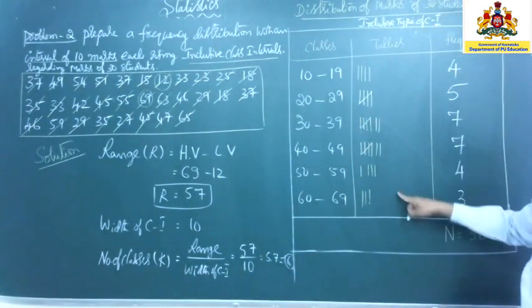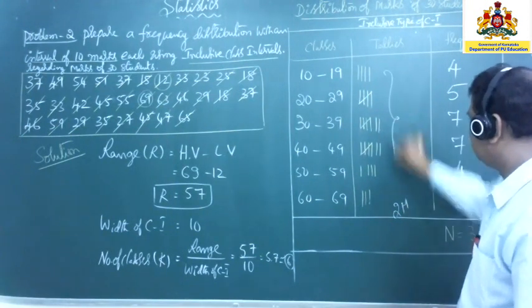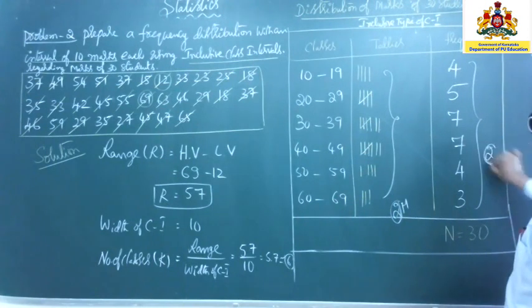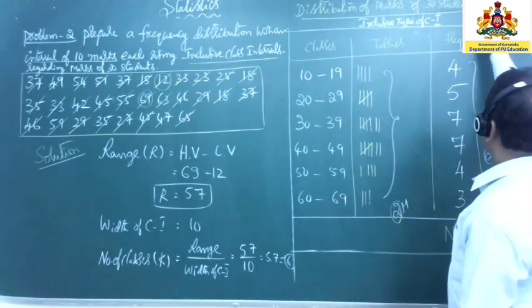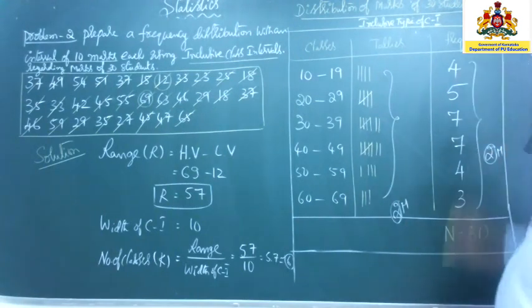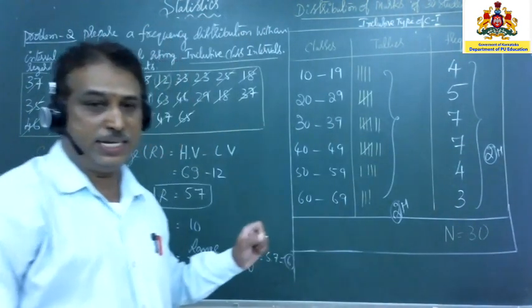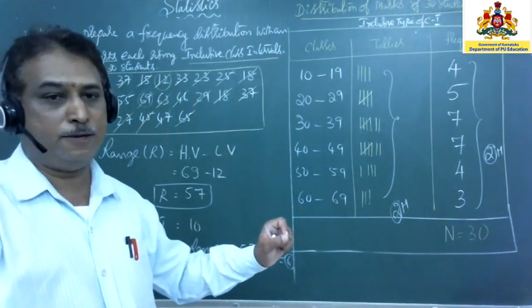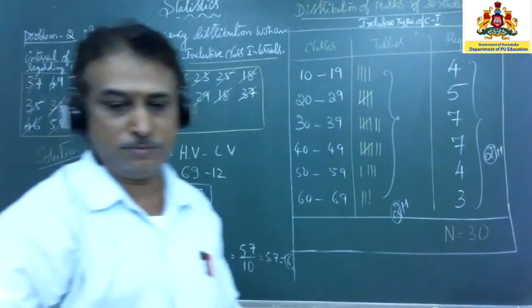This tallies contains 2 marks. Next, these frequencies contain 2 marks. The suitable heading contains 1 mark. This is the total worth of 5 marks. Section E starts from the 41st question. It is a definite question for 5 marks.